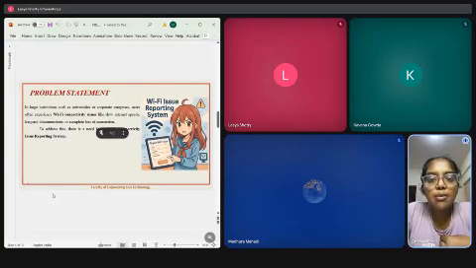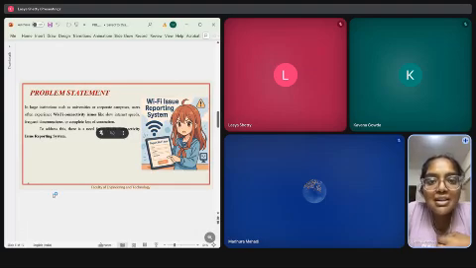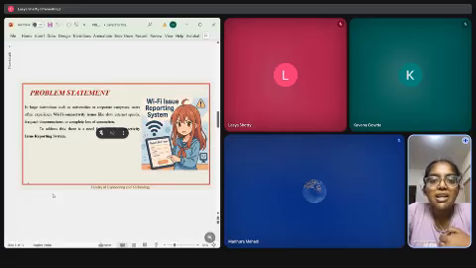Next, I am going to talk about the problem statement. In large institutions such as university or corporate campuses, users often experience Wi-Fi connectivity issues like slow internet speeds, frequent disconnections, or complete loss of connection. To address this, there is a need for a Wi-Fi connectivity issue reporting system. Next, we will continue.